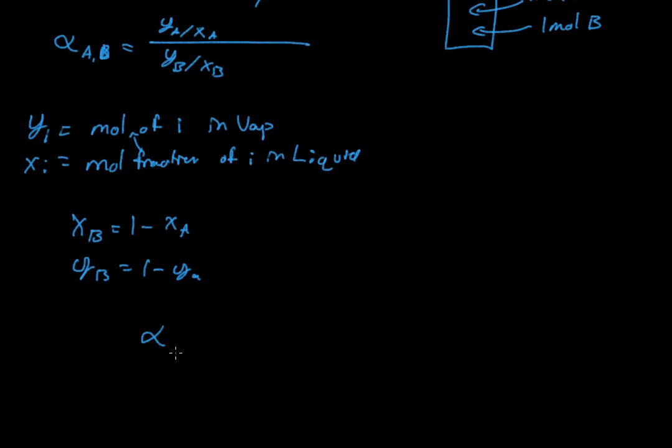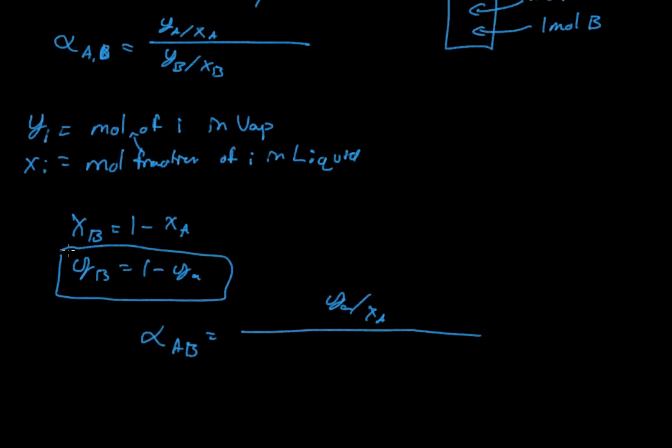So alpha AB is equal to YA over XA, and we're going to plug in for YB, so that's 1 minus YA, divided by 1 minus XA. And that is another way of writing the equation.